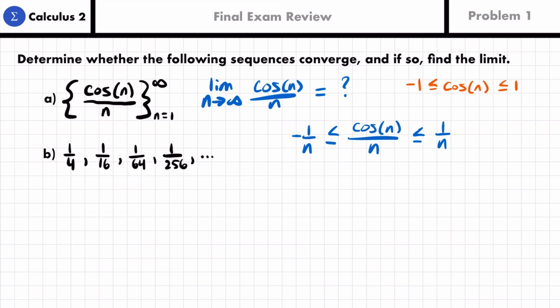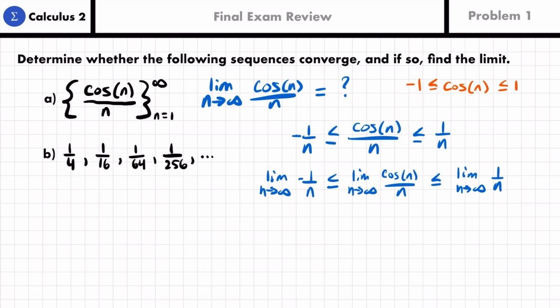If the limit as n approaches infinity of these two expressions are equal to the same value, then the limit as n approaches infinity of cosine of n divided by n will also have to be equal to that same value. Okay, so we're going to look at the limit as n approaches infinity of -1 divided by n, and that will be less than or equal to the limit as n approaches infinity of cosine of n divided by n, and that will be less than or equal to the limit as n approaches infinity of 1 divided by n.